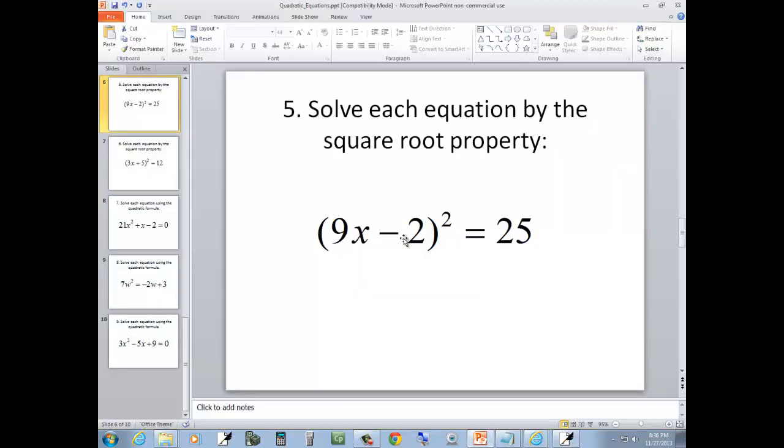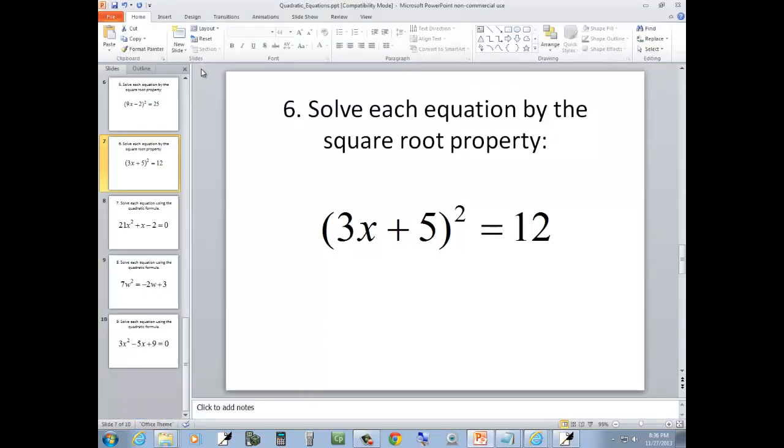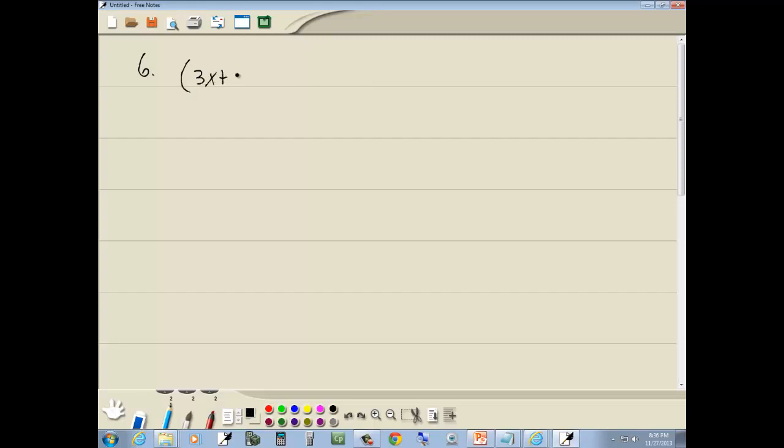Let me take a look at one more of those. So we got (3x plus 5) squared is equal to 12. Well, again, the entire left side is squared, so it's perfect form for that. And that's a key. When can you use this? Well, when you can get the entire left side squared easily. The property says we drop our squared, and we put a plus or minus square root on the other side.